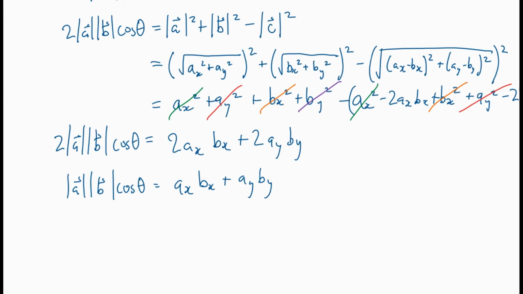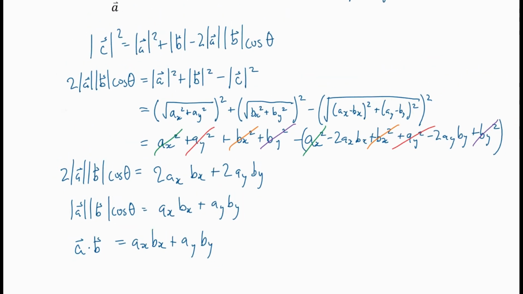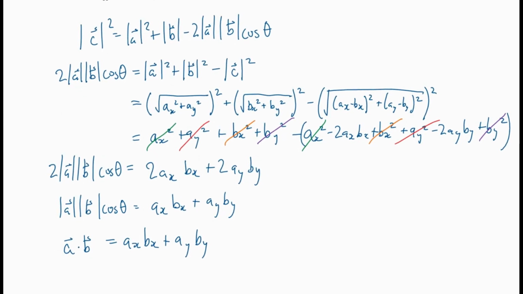Okay, and what is this? That's our formula for dot product. So that means A dot B equals ax bx plus ayby, and that is our formula for the dot product of vectors A and B in the Cartesian plane. Okay, and so this is a big deal.